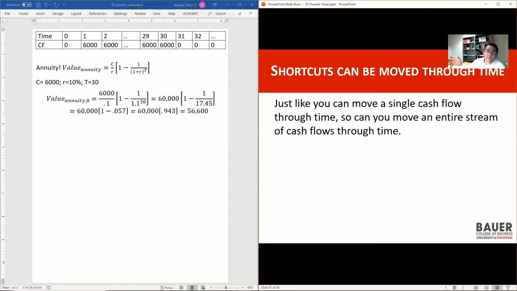Maybe I forecast the cash flows for a company for 5 years. But then what happens after year 5? Well, I just say it's probably going to be a growing perpetuity at some point into the future. So I have to be able to recognize that growing perpetuity starts 5 years out or 10 years out, and then bring that all the way back to the present. My point is these shortcuts can be moved through time just like any other cash flow. So I want to work through an example to show you how to do that.